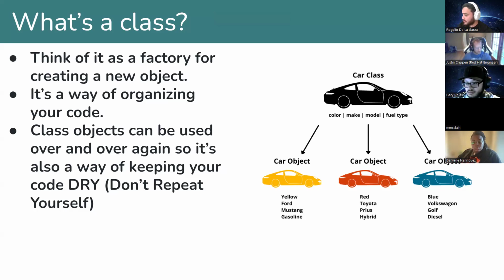And we see a little image here where we have a car, and the car is the representation of what a car class would be, with some attributes.